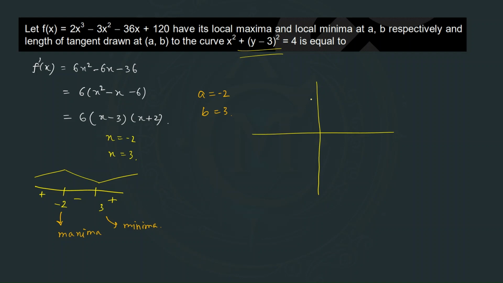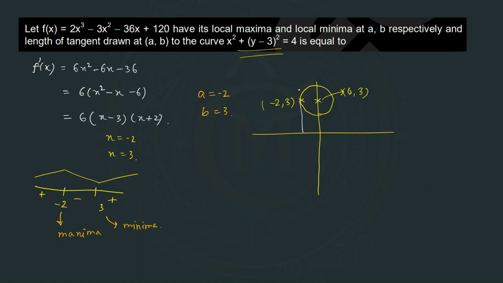So this is the circle centered at (0, 3) with radius 2 units. This is the point (0, 3). This is the point (-2, 3), which is (a, b). We have to find the length of the tangent drawn at this point.